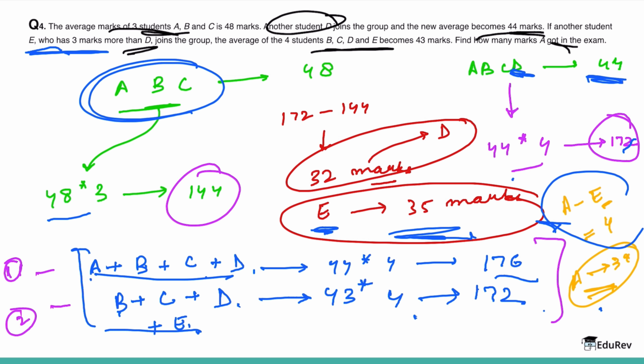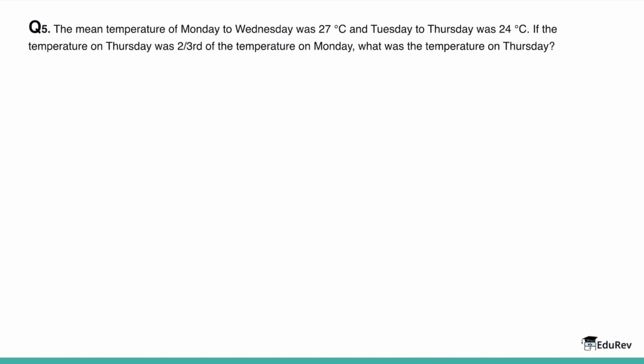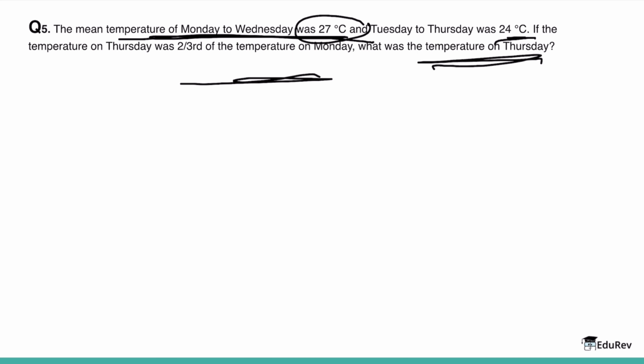So let's move forward. Let's do question number 5. Question number 5 states the mean temperature from Monday to Wednesday was 27 degrees Celsius and from Tuesday to Thursday was 24 degrees Celsius. Now, if the temperature on Thursday was 2/3 of the temperature on Monday, what was the temperature on Thursday? In this question, I am going to give you some options and you need to see which option is correct. Option A is 12, option B is 15, option C is 18 and option D is 27. Okay, so let's do it.